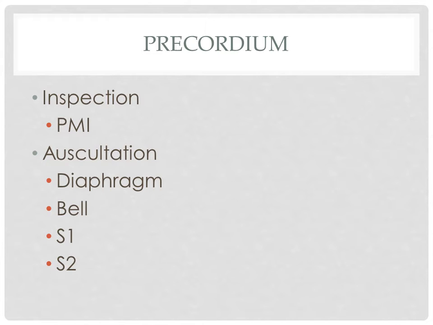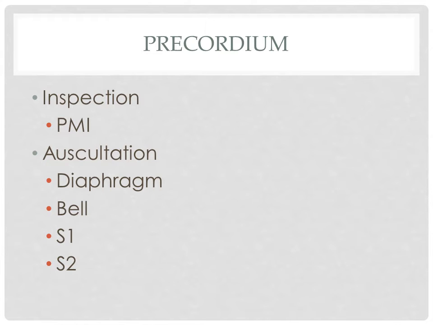So, your auscultation, what's the difference between the diaphragm and the bell? The diaphragm, you're going to hold tightly. You're going to hear high frequency sounds. The bell, you're going to hold lightly, and you'll be able to hear murmurs.